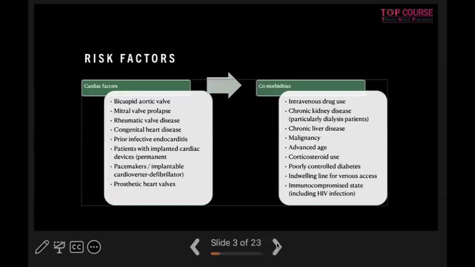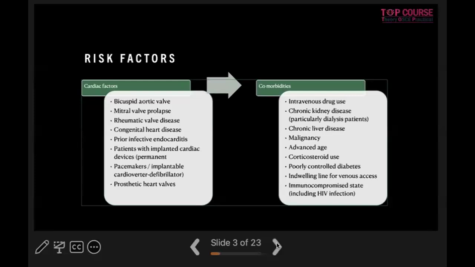So what are the risk factors for infective endocarditis? Number one is the cardiac factor, where the patient can have a bicuspid aortic valve or a mitral valve prolapse, or if the patient has rheumatic valve disease, or congenital heart disease, or prior infective endocarditis, or patients with implanted cardiac devices like permanent pacemakers or ICDs, or prosthetic heart valves. These are some of the commonest cardiac risk factors for the bacteria and the thrombus to lodge.